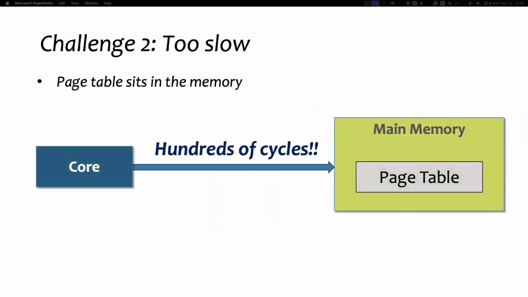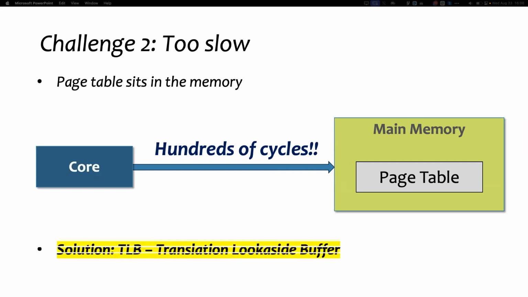All right, that's the relatively easy problem. The harder problem is that the translation is too slow, right? You remember whenever we need to access main memory, it takes hundreds of cycles. And to solve this problem, the solution is a buffer, right? Whenever we see this kind of problem, a lot of traffic to the main memory, the most intuitive solution is to use a buffer for that, right?